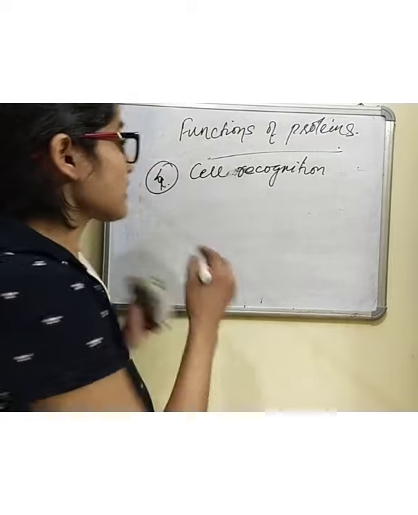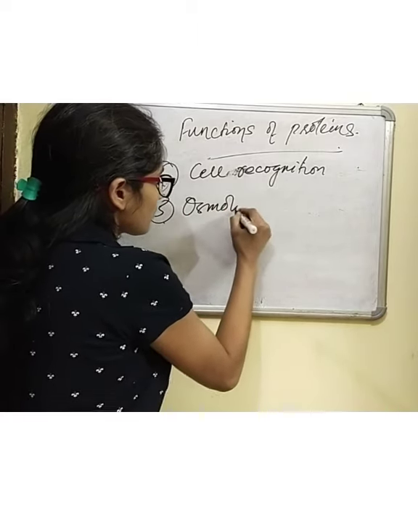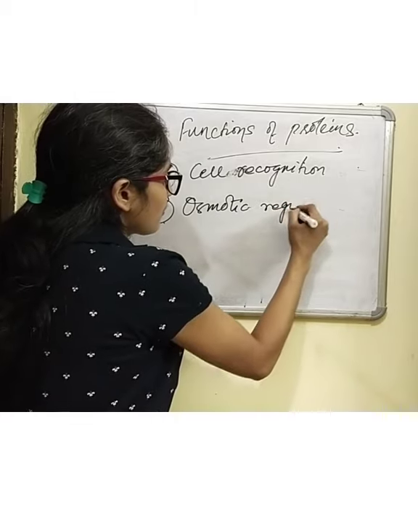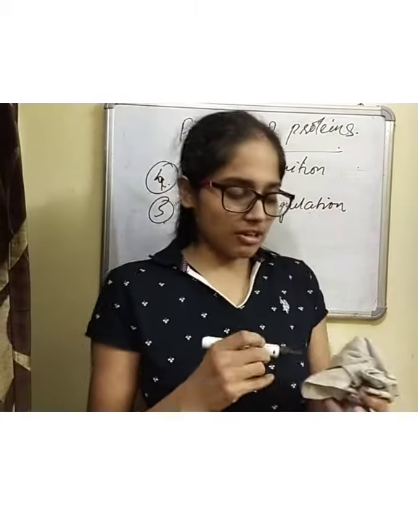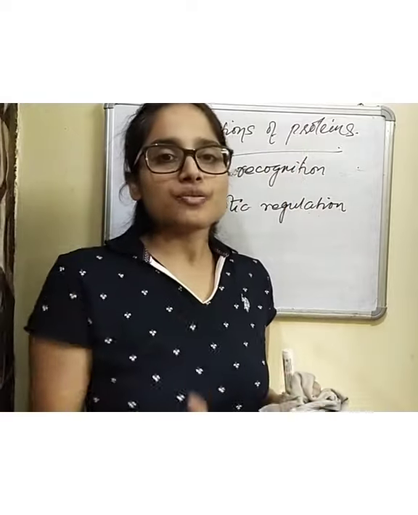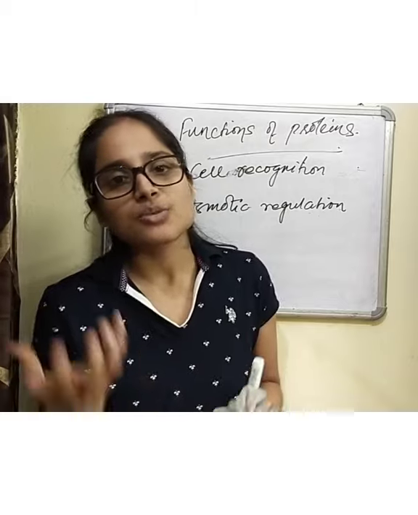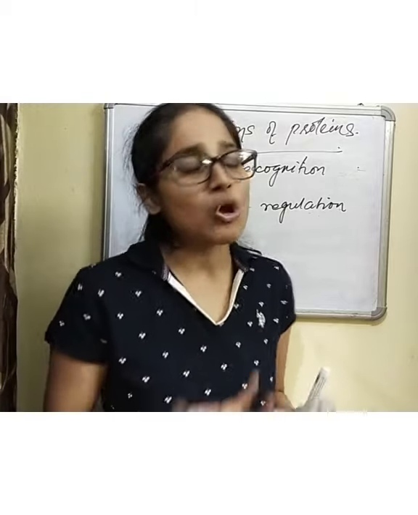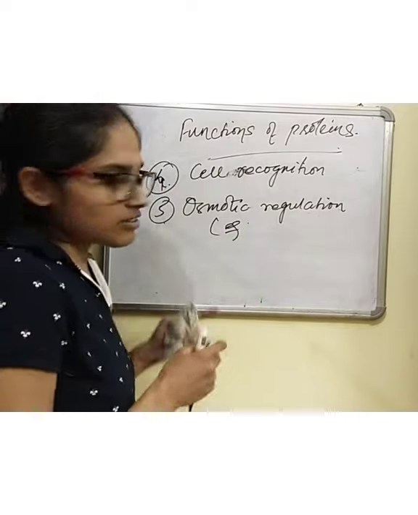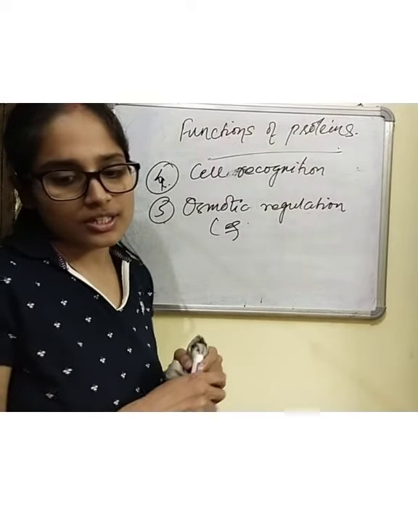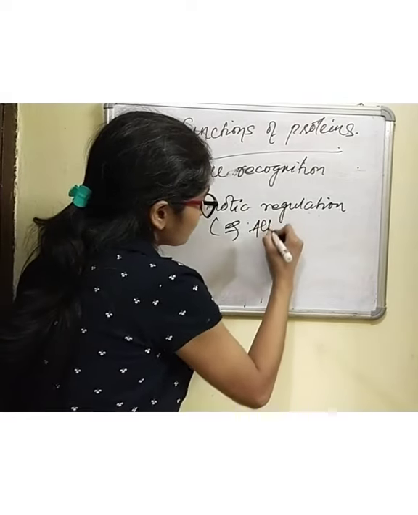Now the fifth one is osmotic regulation. So they maintain the osmolytic balance within the cell cytoplasm. For example, the proteins which are involved in osmotic regulation are like albumin.